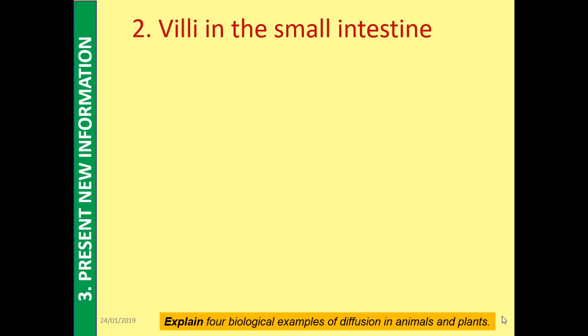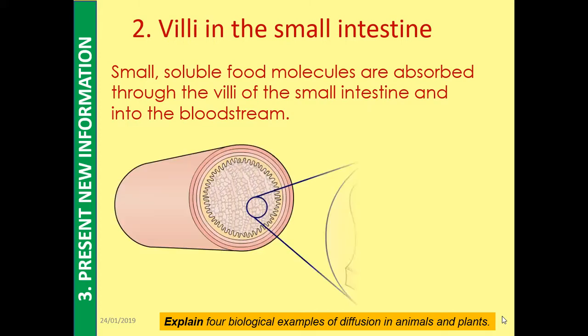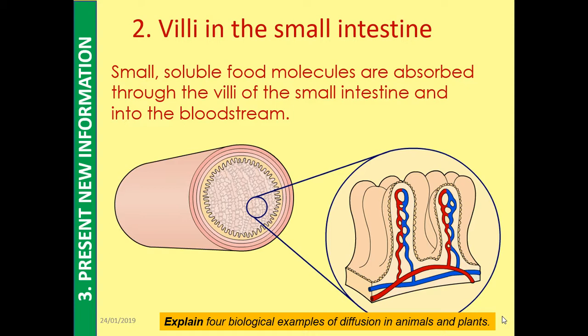Villi in the small intestine. Okay, so this is moving the glucose from the small intestine through the villi into the bloodstream. So we've digested all of the starch, we've broken it down, and we're now trying to absorb it through the small intestine, through all these villi that also are surrounded with microvilli.